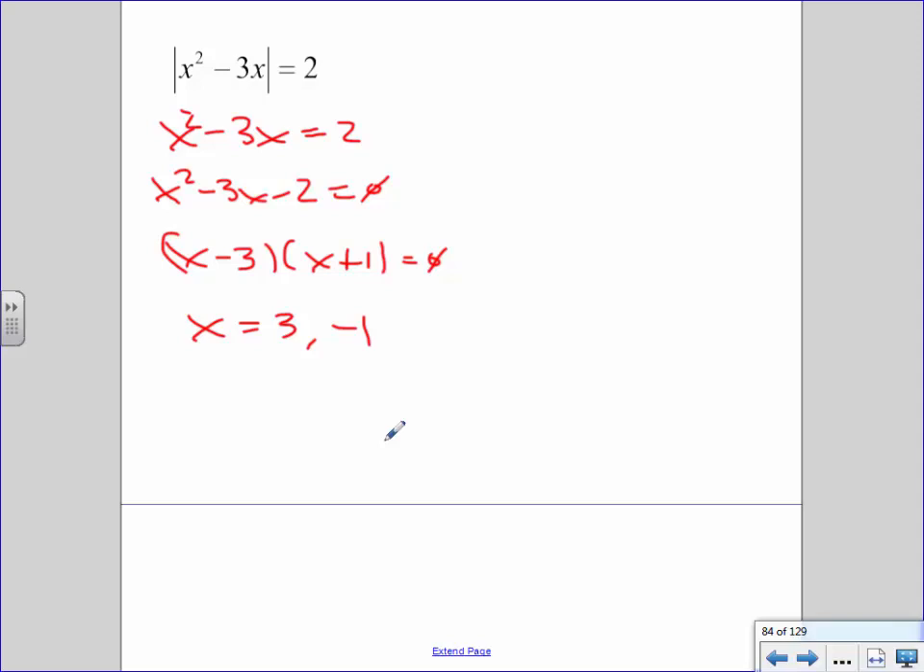Let's follow that. Check your work. 3 squared is 9. Minus 3 times 3 is 9. 9 minus 9? 0.